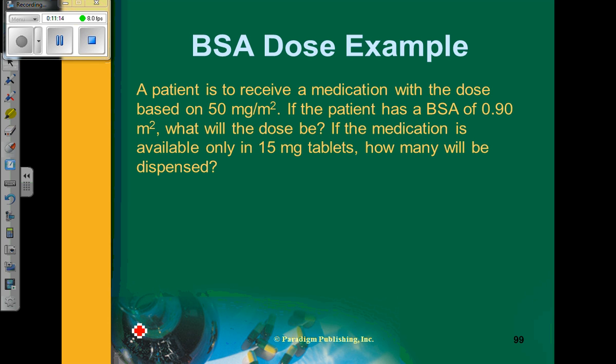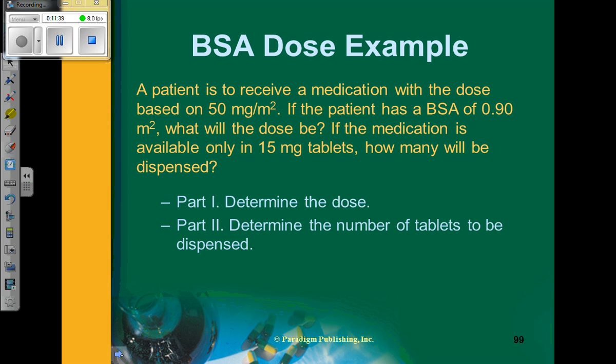Okay, so first we'll do an example of this. So you look here, a patient is to receive a medication with a dose based on 50 milligrams per meter square. If the patient has a BSA of 0.90 meters square, what will the dose be? If the medication is available only in 15 milligram tablets, how many will be dispensed? So first you're going to determine the dose again, and then determine the number of tablets to be dispensed.